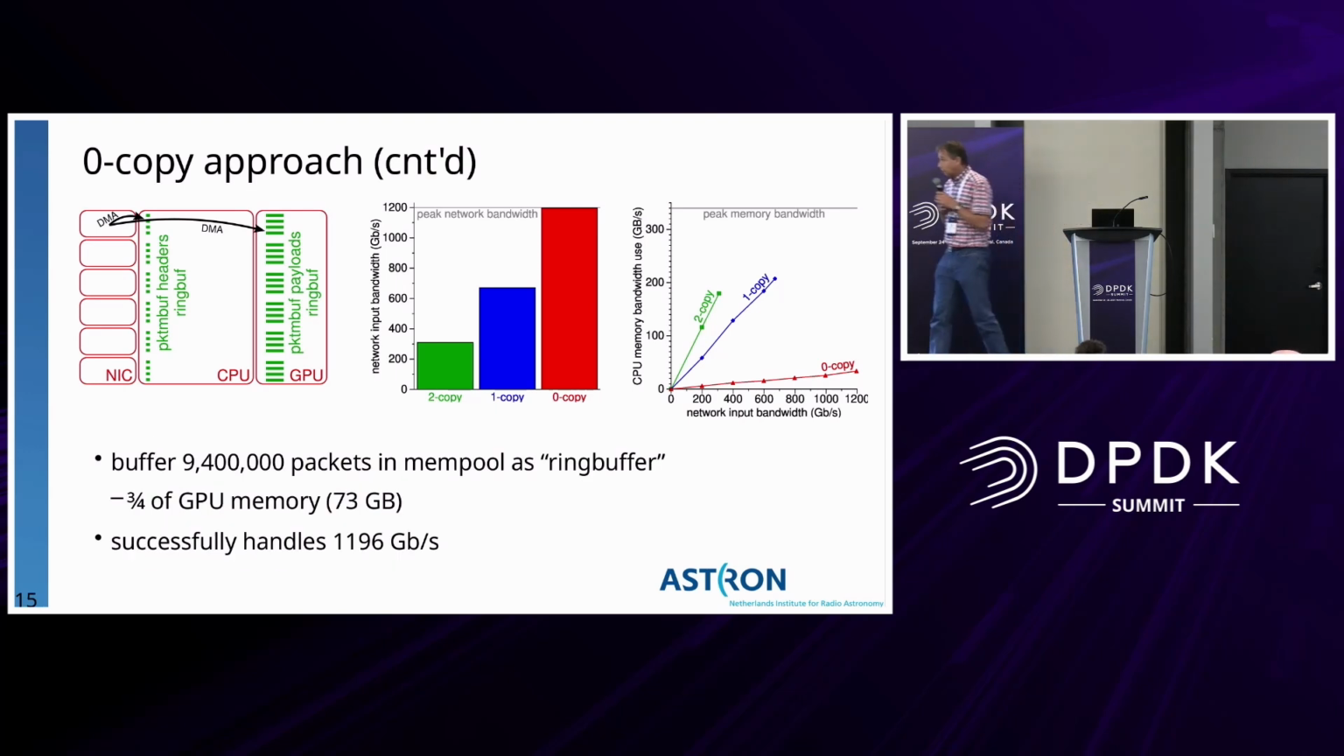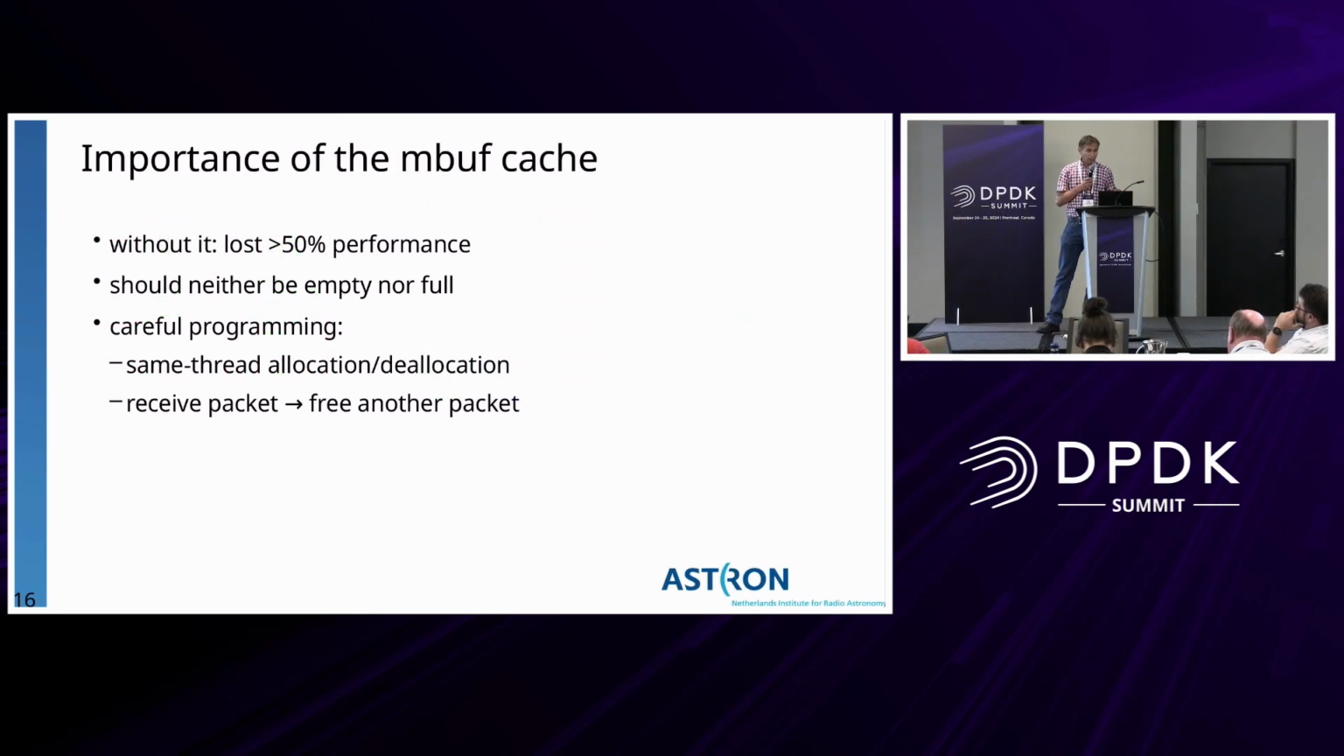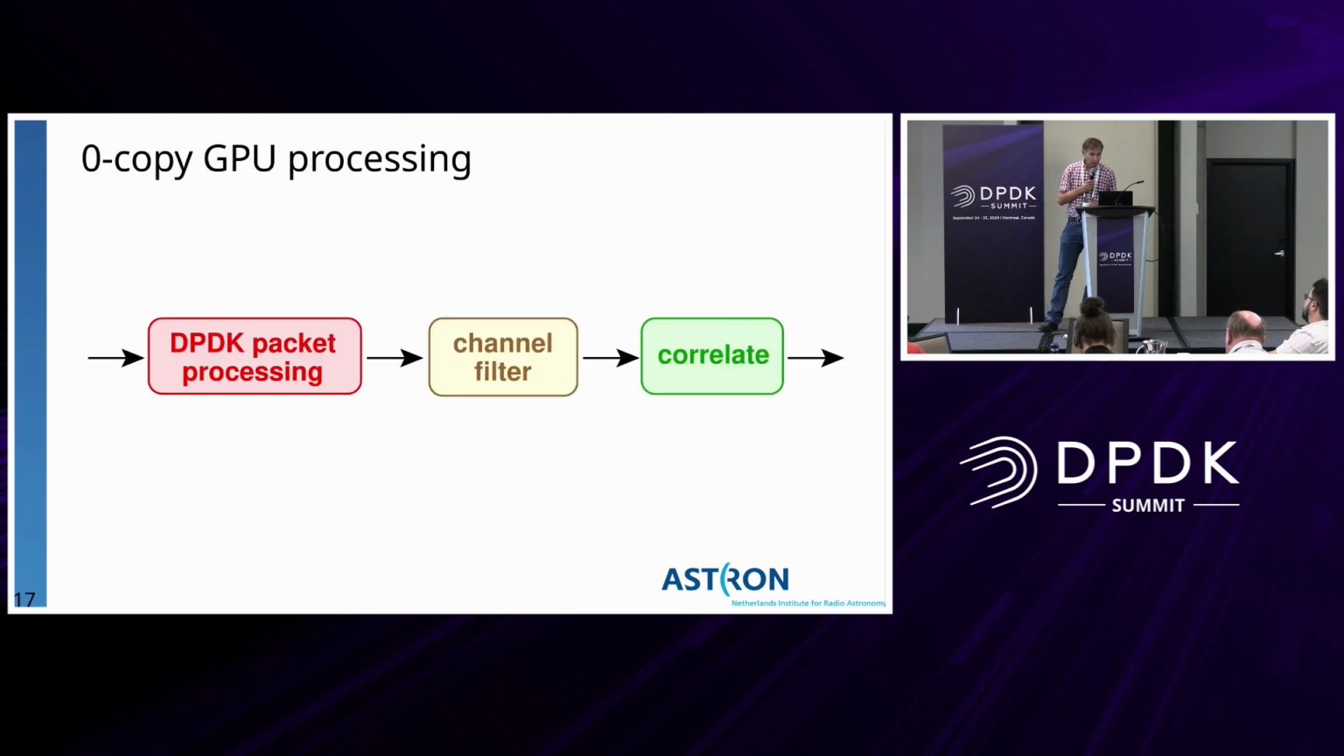And another thing is that because we had this large ring buffer, the ring buffer is now implemented as the mbuf, the mempool. So we buffer almost 9.5 million packets in this ring buffer. And what we basically do is that, for every packet that we receive, we return 1 to the mempool, so that the cache is somewhat half full.